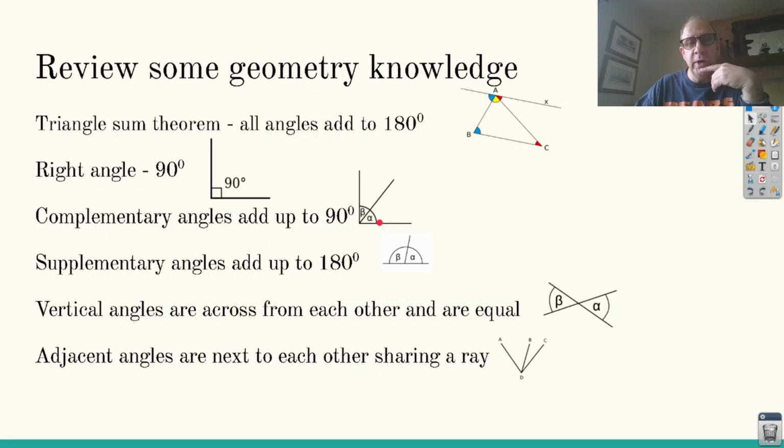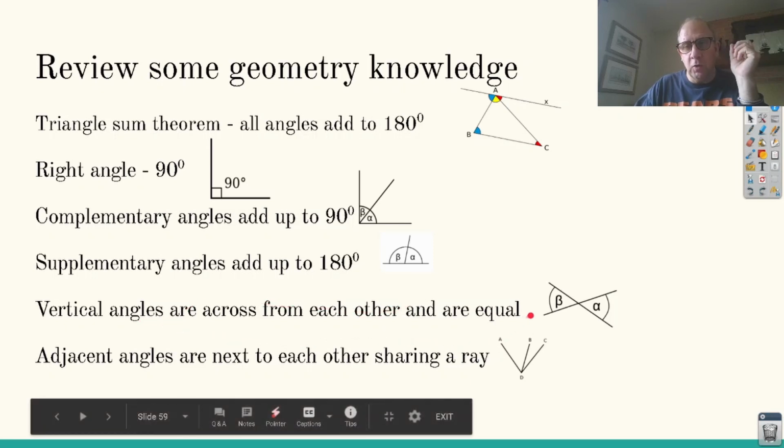Complementary angles are two angles that add up to be 90 degrees. They don't have to be next to each other, but they often are. Supplementary angles are two angles that add up to be 180 degrees. Again, they don't have to be next to each other, but they often are. Vertical angles are across from each other, and they are equal.